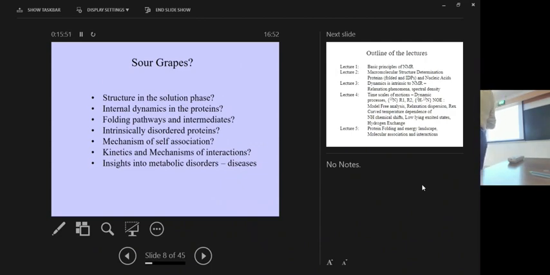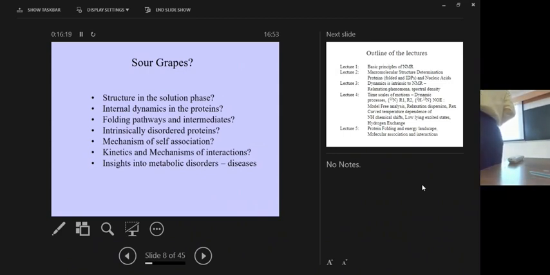Folding pathways and intermediates, how will you approach them? How does a protein fold? As I said, the native state is a kinetically driven state. So if you have to understand that, you have to understand the pathways. What are the intermediates? If the intermediates are accumulating or if they are misfolding, they are not able to come out of that well and into the native state, they cause diseases. So we must be able to understand these intermediates, and these techniques will not allow you to do that.